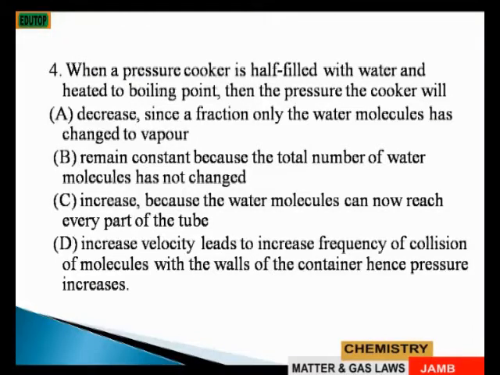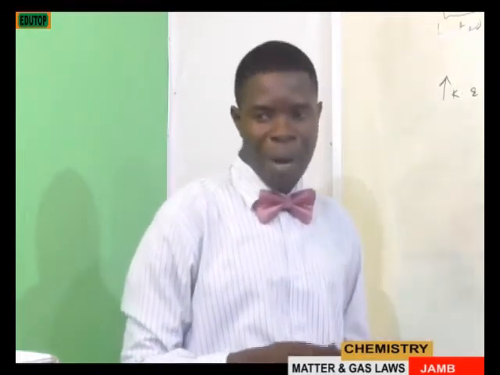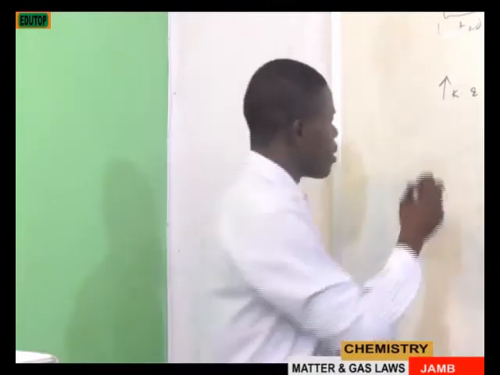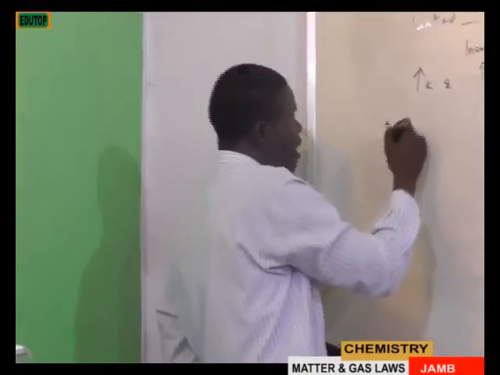Then option C, increase. Option C is very close, but there is a blemish along the line. Option C is telling us that the movement of the molecules to every part determines the increase in pressure, which is capital No. Movement of water molecules has nothing to do with pressure.